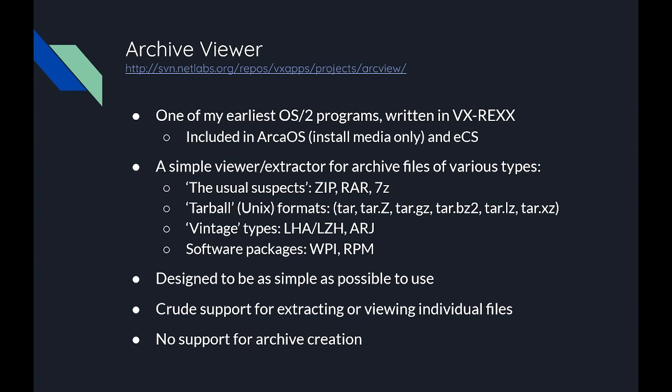And yeah, it looks and behaves much the same way as the original version did. It's just better under the hood. It's multi-threaded, for example. But anyway, what does it do? It lets you open and extract archive files of various types. So what are archive files, or what formats does it support?